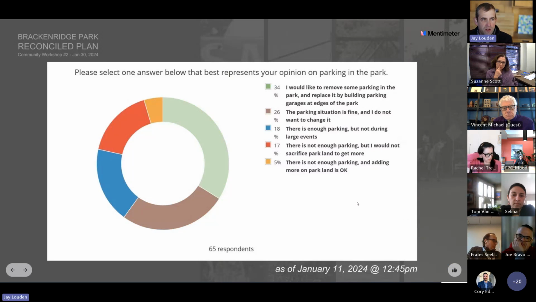Please select one answer below that best represents your opinion on parking in the park. 34%, I would like to remove some parking in the park and replace it by building parking garages at the edges of the park. That was the most popular answer. Second was parking situation is fine, don't want to change it. 18%, there's enough, but not during large events. 17%, there is not enough parking, but I would not sacrifice parkland. And 5% were okay with more parking on parkland.